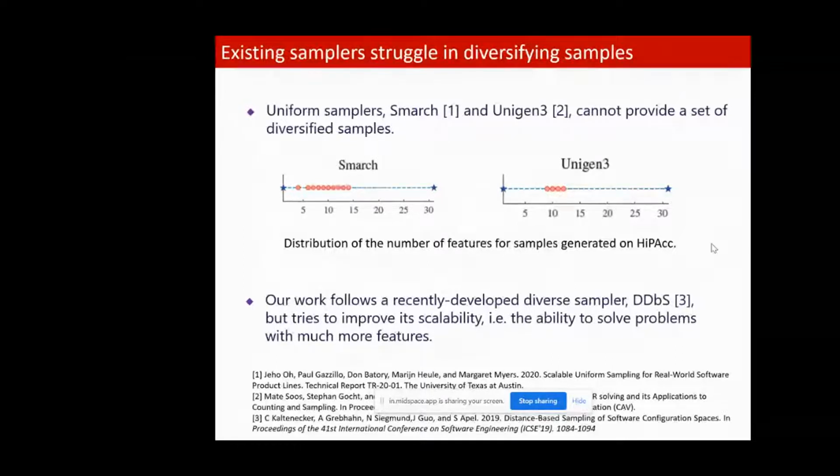So in this case, our work follows a recently developed diverse sampler, DDBS. DDBS is a very good sampler focused on diversifying the samples. But the problem of the method is scalability, that is, the ability to solve problems with many more features. It turns out that when the number of features is more than 100, DDBS will not be able to find a solution.